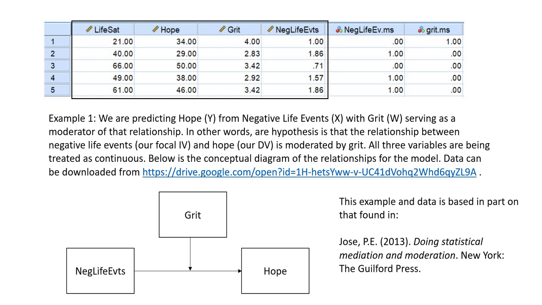In this example we are predicting hope from negative life events, with grit serving as a moderator of that relationship. In other words, we have negative life events being treated as a predictor of hope, and grit is the moderator variable in this model. We are also assuming that all three variables are continuous.